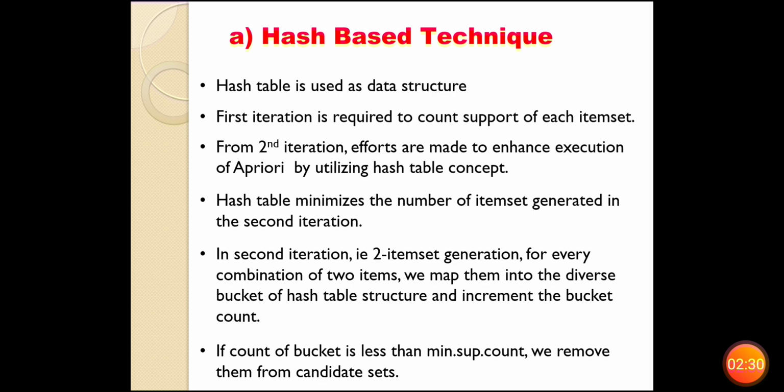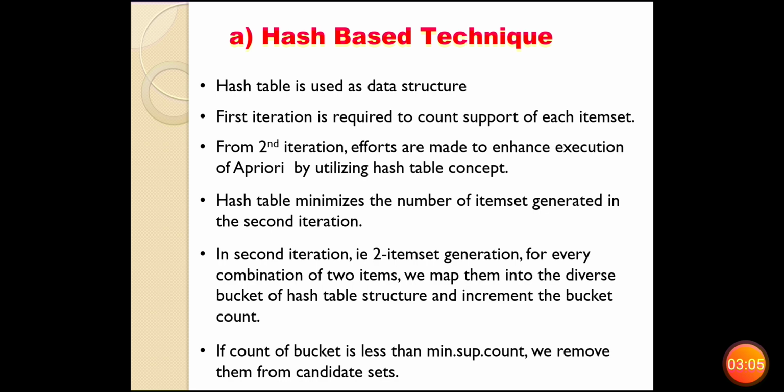In the hash based technique, a hash table is used as a data structure. In the first iteration, it is required to count the support of each item set. In the second iteration, efforts are made to enhance the execution of Apriori by utilizing hash table concepts. So the hash table minimizes the number of item sets generated in the second iteration. This will help to improve the efficiency of the Apriori algorithm.